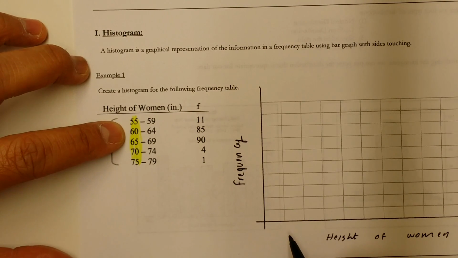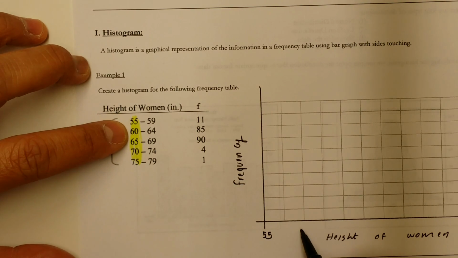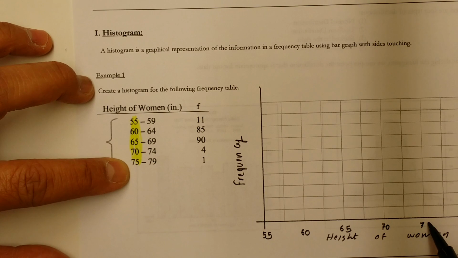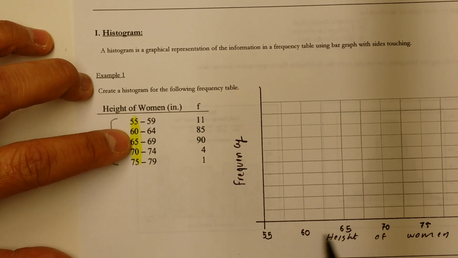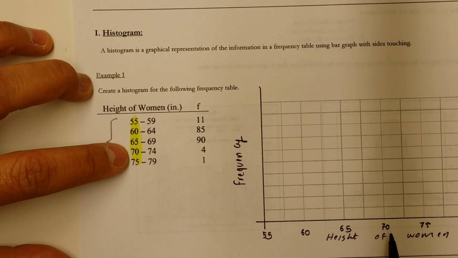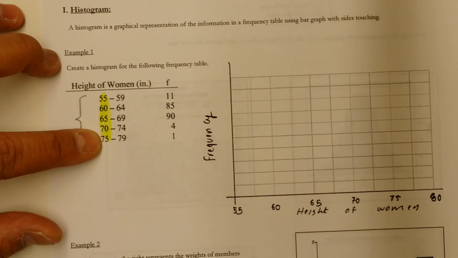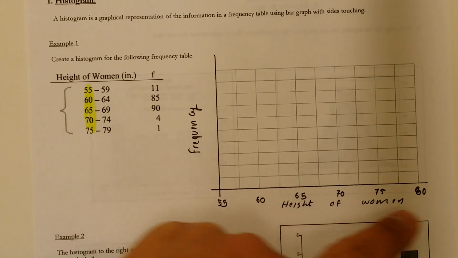So I will start by placing 55 here, and then 60 would be just 2 units away, so 60. And then 65, followed by 70, and followed by 75. So 55 to 60 to 65 to 70 to 75, and this should end at 80, right? The next number should be 80. So you label the height of women as your x-axis.